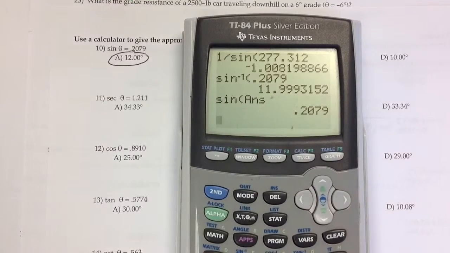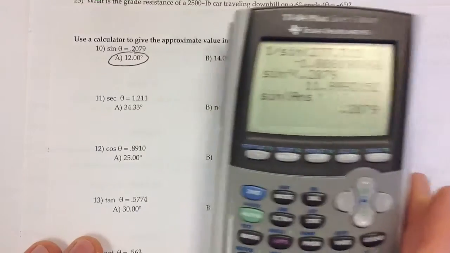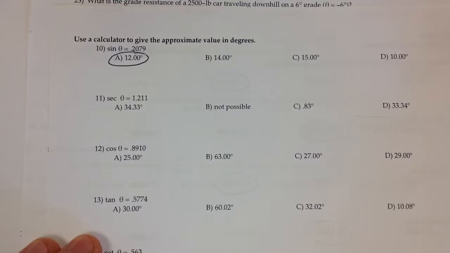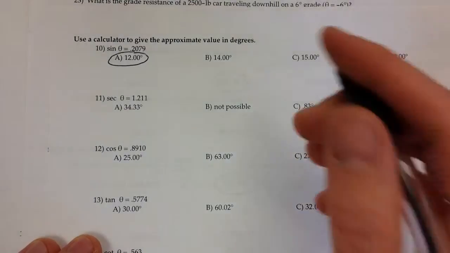Okay, 11. What do I do? I don't have an inverse secant key. What do you think I do? 1 divided by? We're going to use inverse cosine, but of what number? 1 divided by 1.211. So we need to find cosine first, since we don't have an inverse secant key.